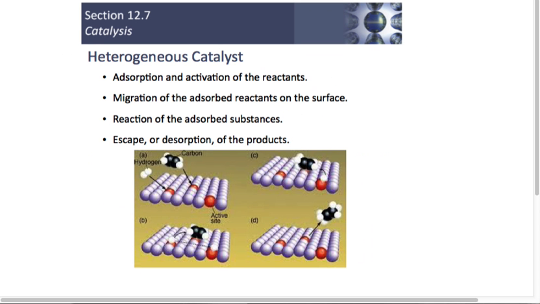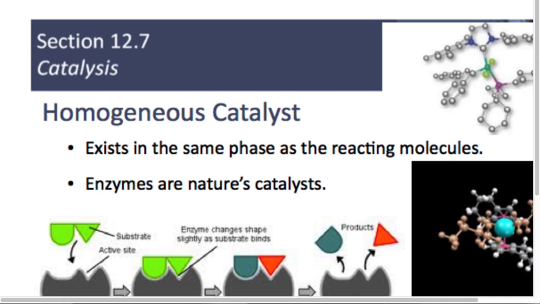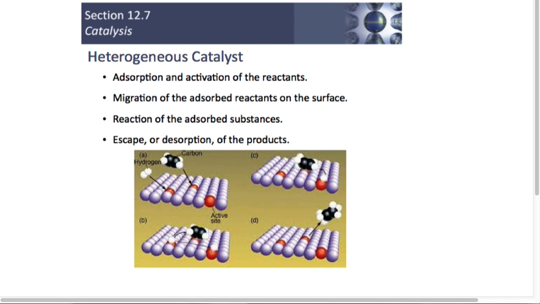This is just another picture of kind of the same thing: adsorption of reactants and release of products. And notice that the catalyst comes out the same at the end as it was at the beginning.